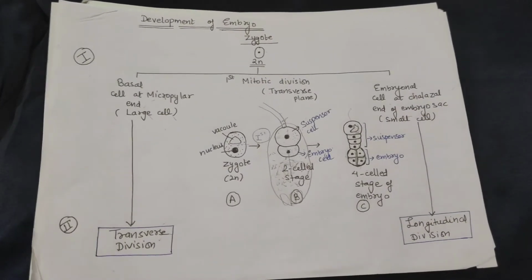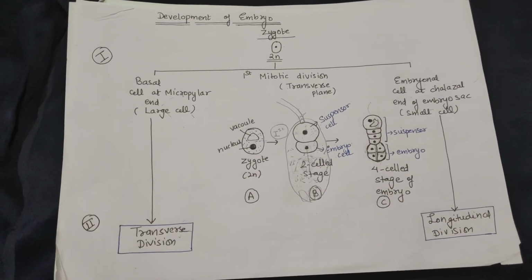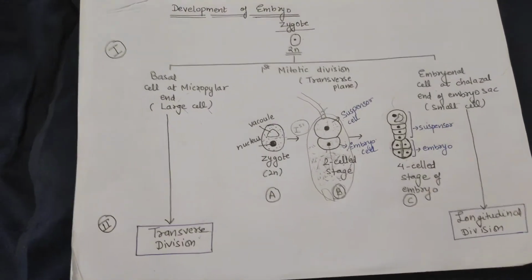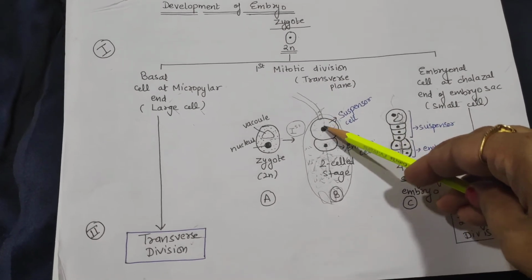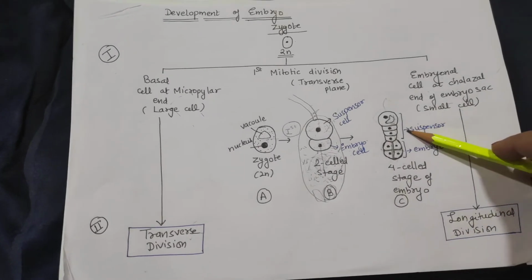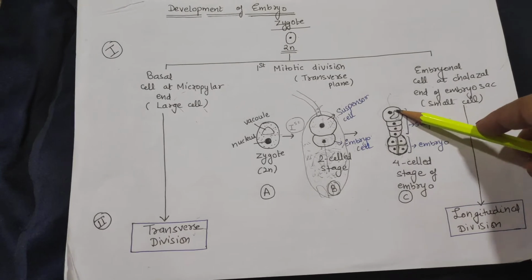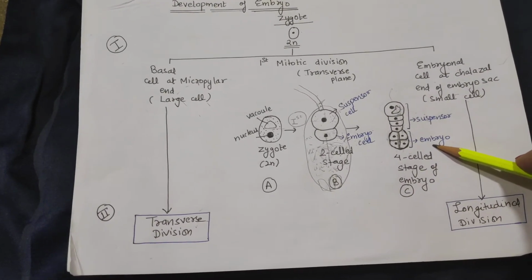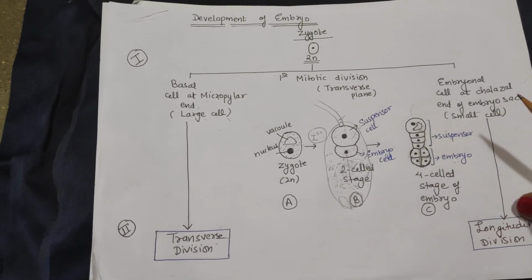Right? This is the first division of the zygote, the first mitotic division, which will form two cells. One above is the suspensor, which is a basal cell, and another is the embryonal cell towards the chalazal end. Division continues in the suspensor with transverse division, forming a chain of cells, but in embryo cells the division is longitudinal and then transverse, forming a 4-celled stage.